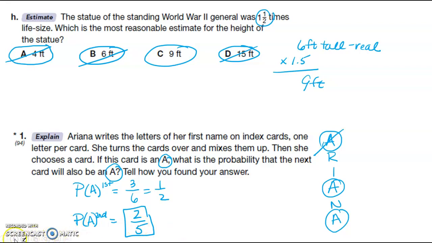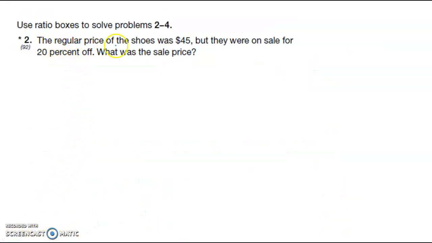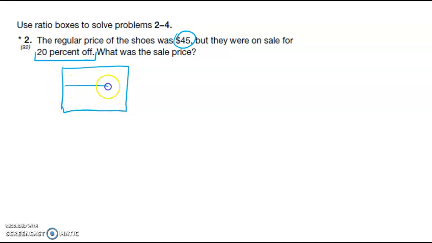Okay, and that's the answer to 1. The regular price of shoes is $45, but they were on sale for 20% off. So this is an original, change, new ratio box that we need to do whenever they have percent off or percent increase. So percent, actual. Original is always 100%. Change, we're subtracting 20%. New is 80%. So the regular price is $45. We want to know the sale price.